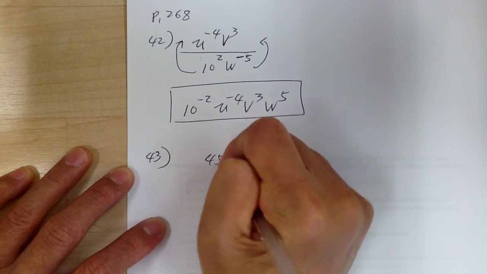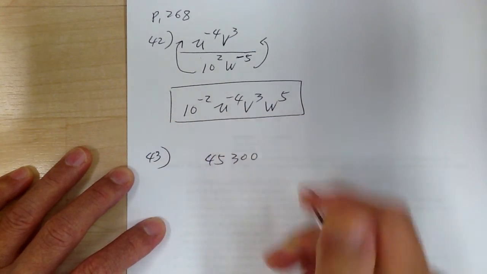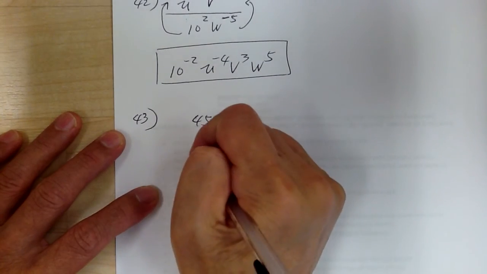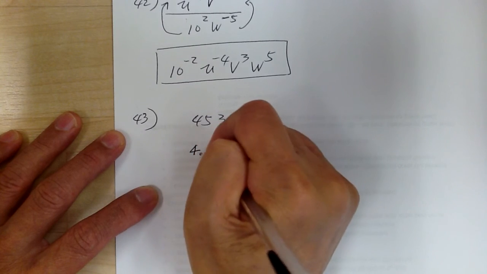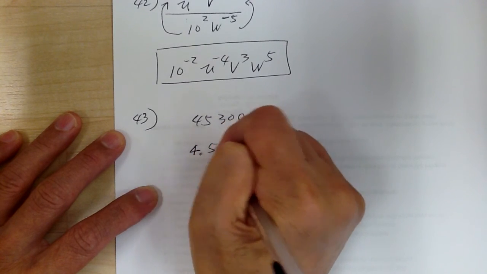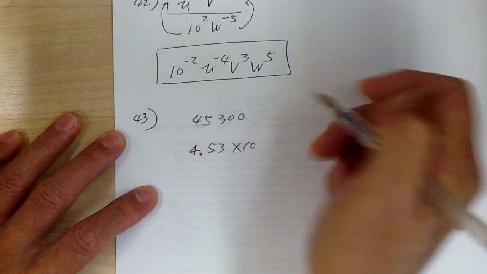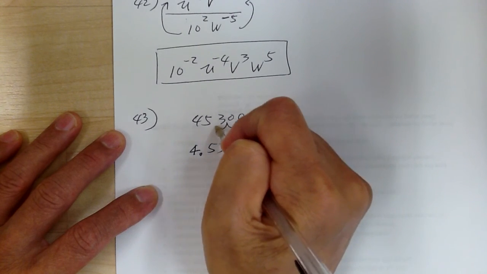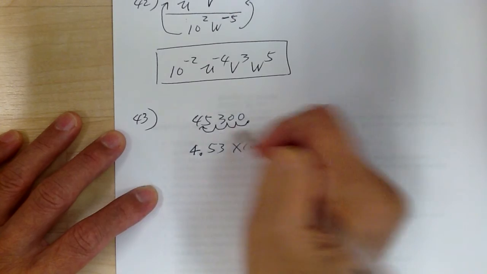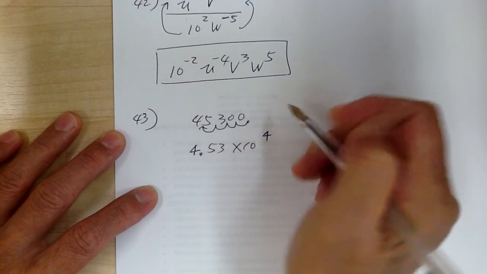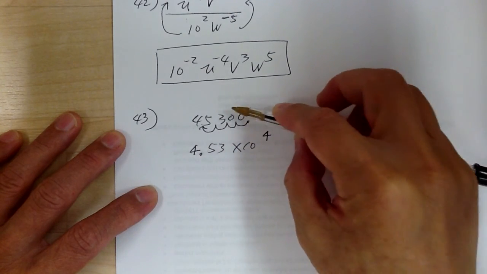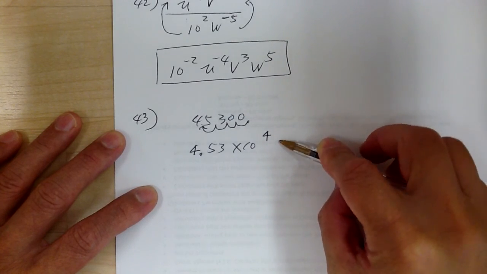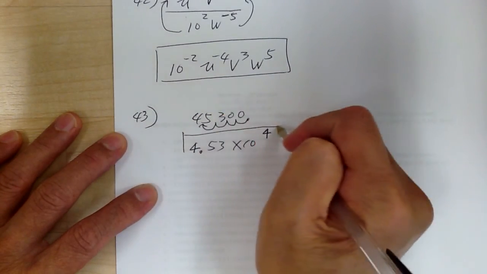Okay, let's go to 43. 45,300. You want to convert this into scientific notation. So in scientific notation, we have one digit before the decimal. So it'll be 4.53 times 10 to a number. So right now the decimal is over here, so you have to move over 1, 2, 3, 4. So you have to move over 4. So you have to compensate for it, right? So again, this number goes from big to small, so the exponent will go from small to big. And that's it.